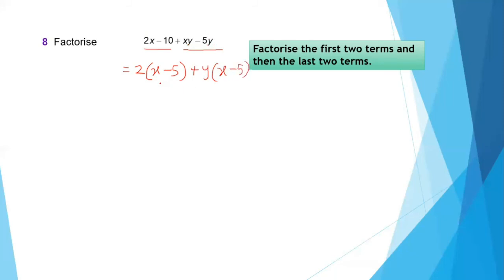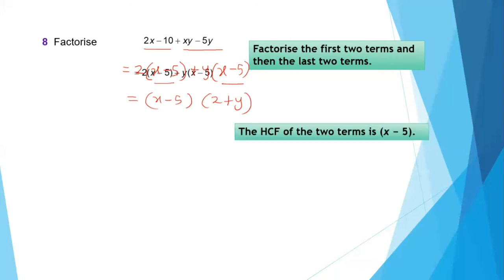Another important thing, you will always remember, these brackets will always be coming same when we are grouping and factorizing. Okay, and as we have done in the previous question, so what is in the common? It is x minus 5. And whatever is left, we put in the other bracket. So 2 plus y. And these are our factors. Okay. So what did we do here? We found the HCF of the first. We factorized first.